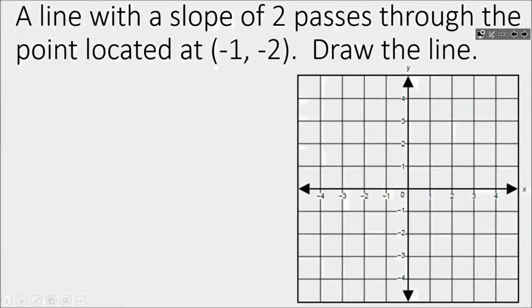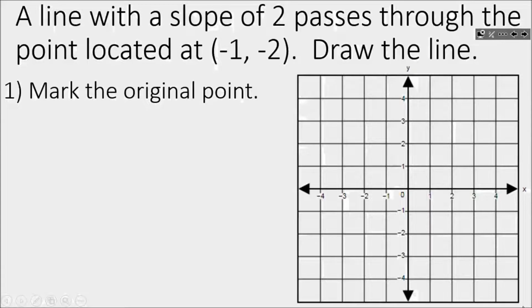A line with a slope of 2 passes through the point located at (-1, -2). Draw the line. So here's what we're going to do. First thing you're going to want to do is take that ordered pair and mark the original point. So that was (-1, -2), which is going to be x is -1, y is -2. They're going to line up right here. There's your point.